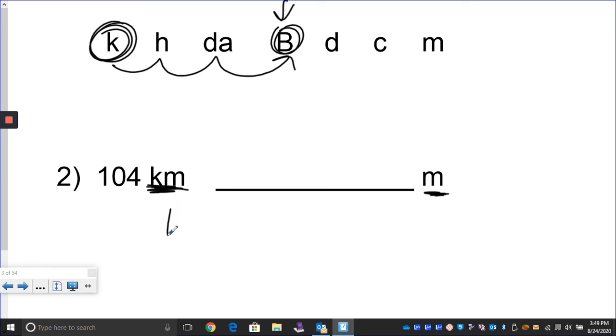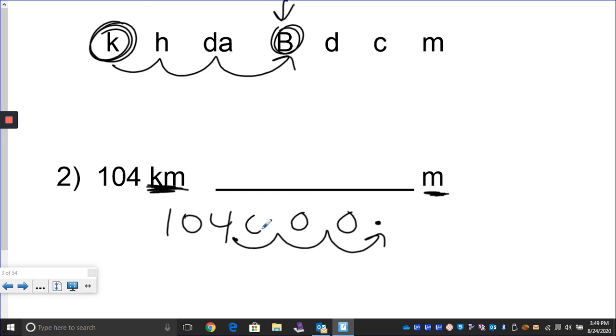So if I have my 104 right here, my decimal point, that's 1, 2, 3 places to the right. Put the decimal point back. I fill in my zeros, and my answer should be 104,000 meters. We'll do one more with you today.